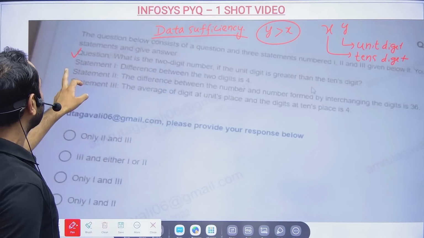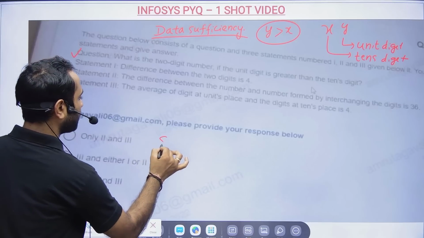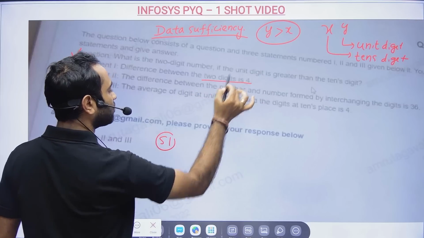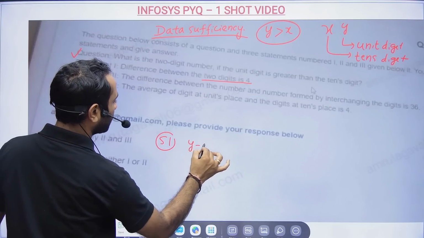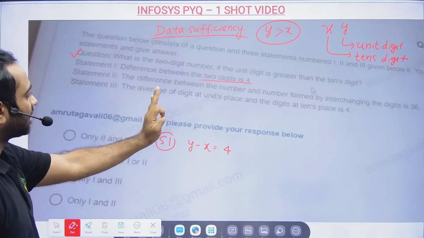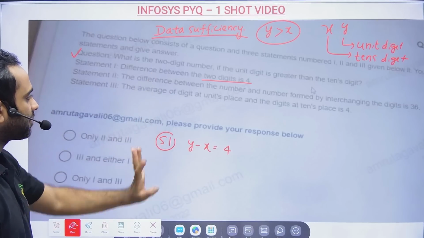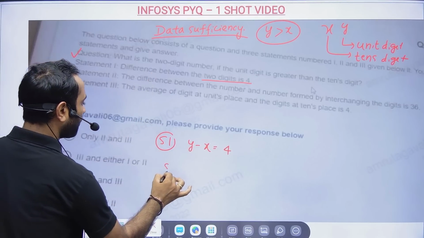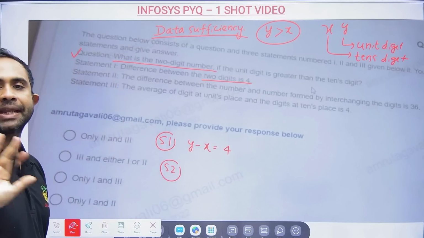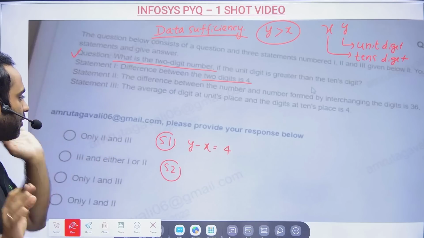Statement 1. Now statement 1, they are telling the difference between the 2 digits is 4. That means Y minus X is 4. Difference between the 2 digits is 4. So Y minus X is 4. Now from here, can you tell what is the 2-digit number? Completely no, sir. So statement 1 we cannot tell.